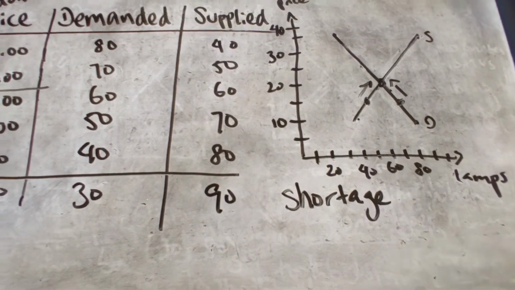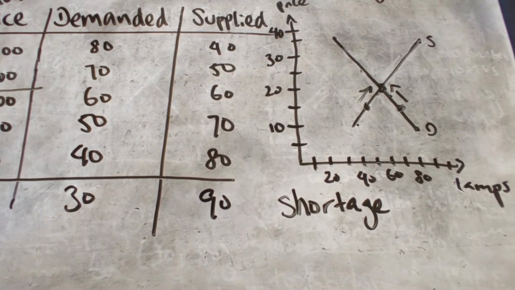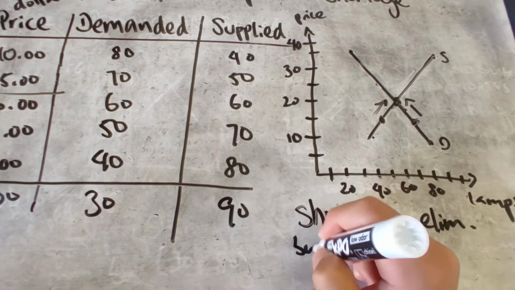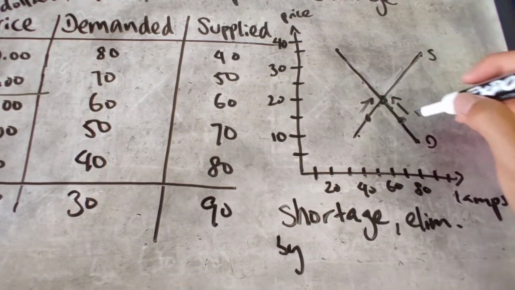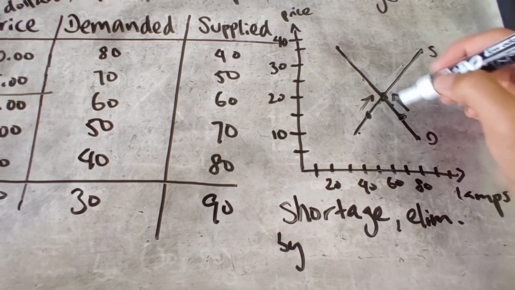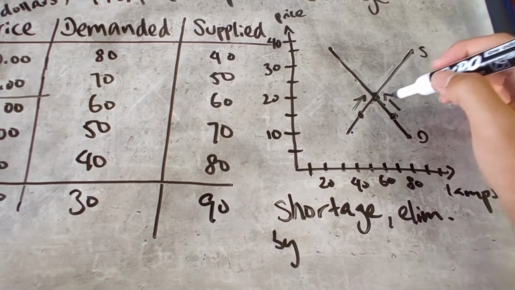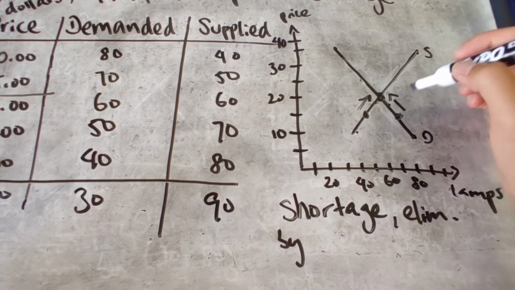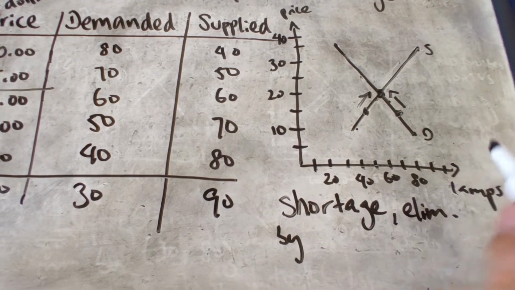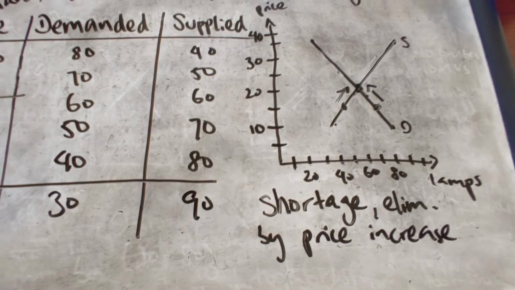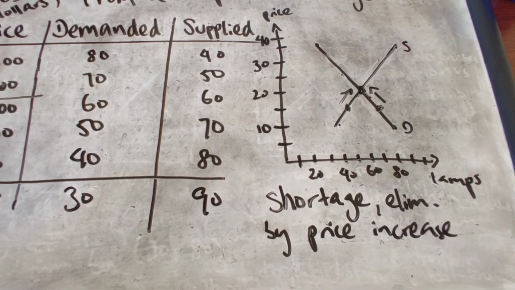And the way the shortage is eliminated is when the price goes up, because as you can see, for these two points to meet up at the same spot in the intersection, they do that by raising the price. So what happens when the price is increased?